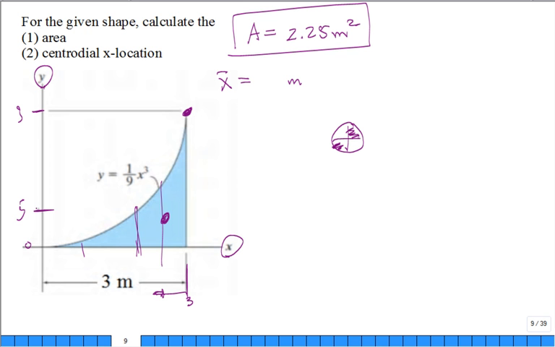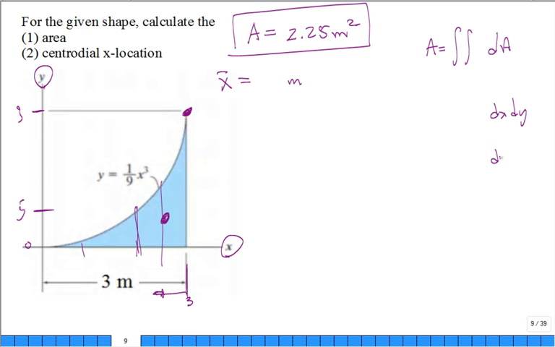All right, well, what's the equation to find x bar? What's the basic equation that you have to remember? Let's do this. What was the equation that you used to calculate the area? Double integral dA. You did a double area integral. And what is a little increment dA? Dx times dy.